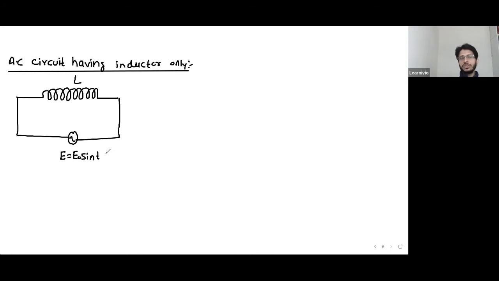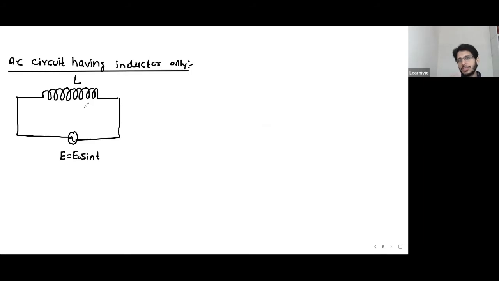See, inductor is not a resistor. For an inductor, you cannot use that your current is E by R. Inductor doesn't have resistance. You need some other equations to calculate current. In an inductor, current is not E by R. There is no resistance in an inductor.